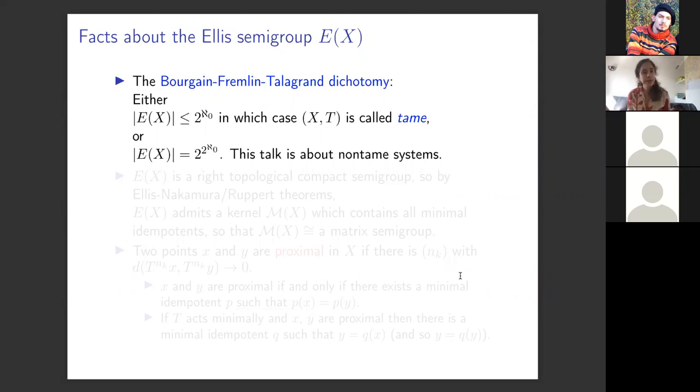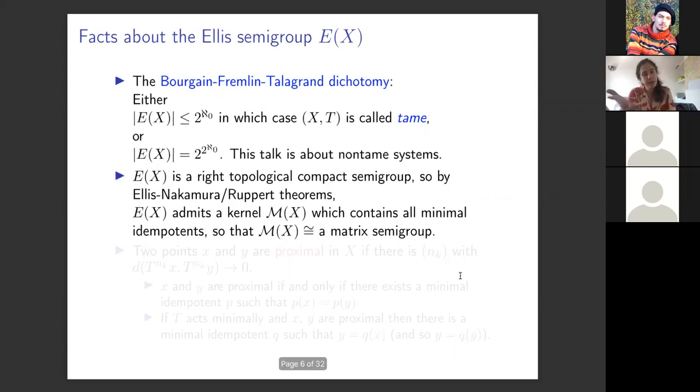So the alternative then is that if it's a non-tame system, the cardinality of the Ellis semigroup is 2 to the power of 2 to the aleph naught. So much, much larger. And that's why there hasn't been much work done in terms of explicitly describing these non-tame systems. And so today's talk is, to our knowledge, the first time we describe such non-tame systems explicitly.